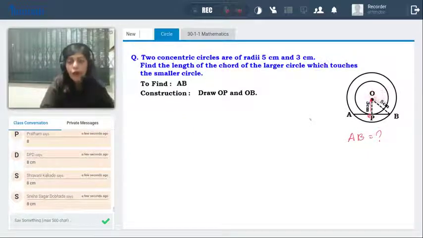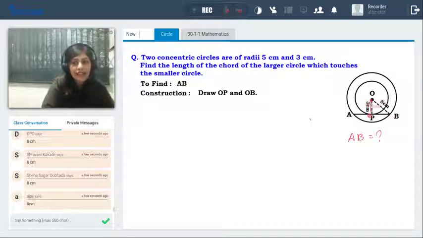AB and OP. OP is the radius of the smaller circle and AB touches the smaller circle in one point P. So can I say AB is the tangent to the circle? Yes, definitely. OP and AB are perpendicular to each other. So angle OPB is going to be 90 degrees.